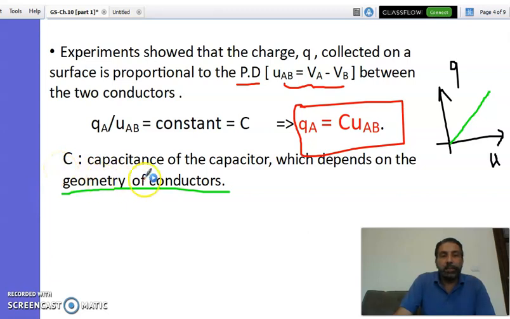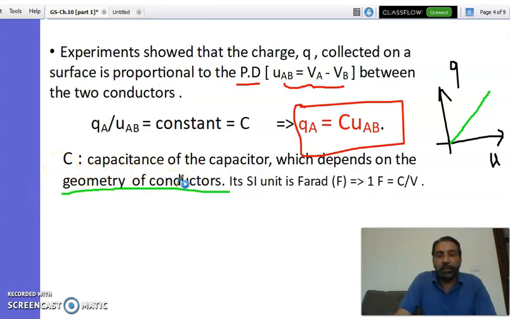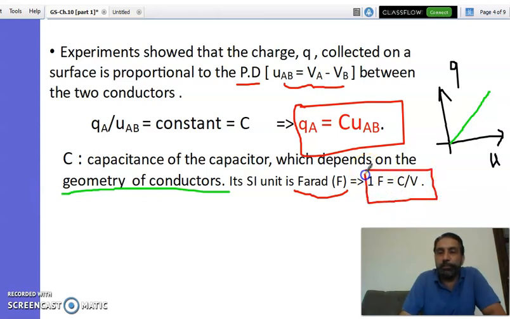C is called capacitance of the capacitor, and the SI unit of C is farad. Farad in honor of Michael Faraday, who invented the first capacitor. Okay? So 1 farad, as you see, is equal to 1 coulomb over 1 volt. Farad equal coulomb over volt. Okay?